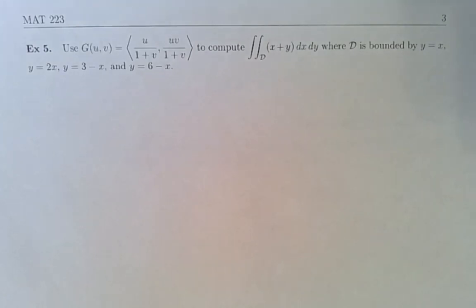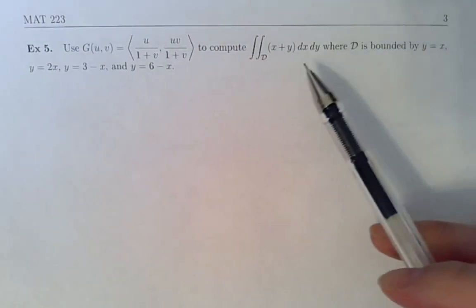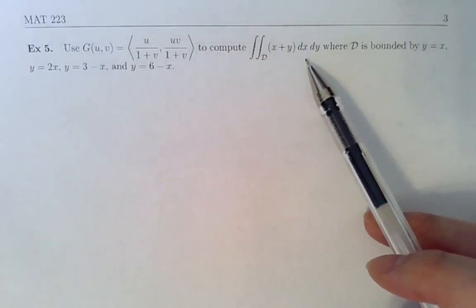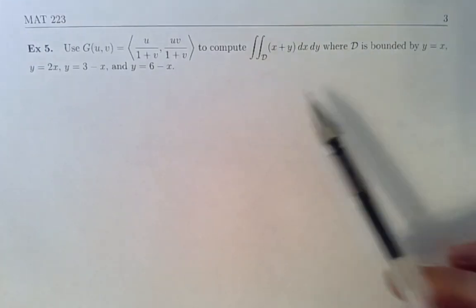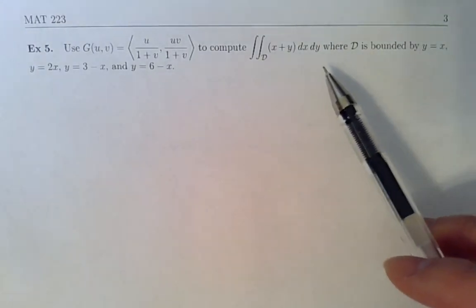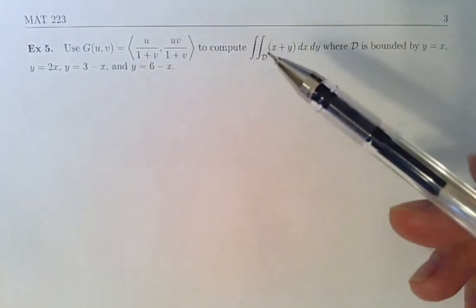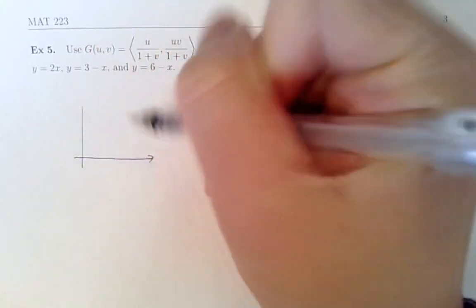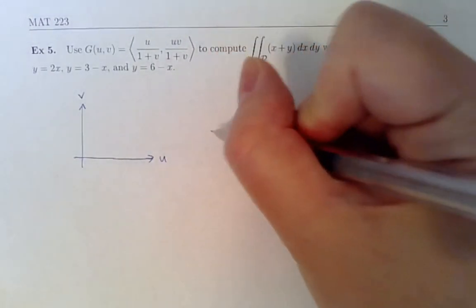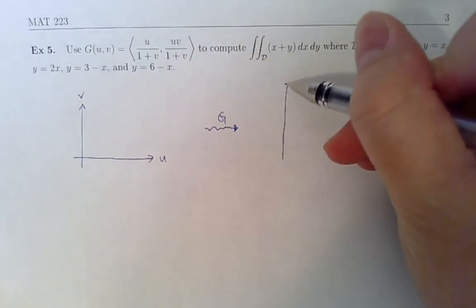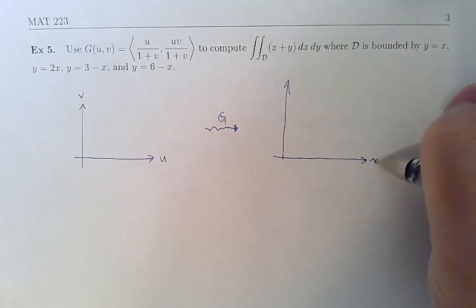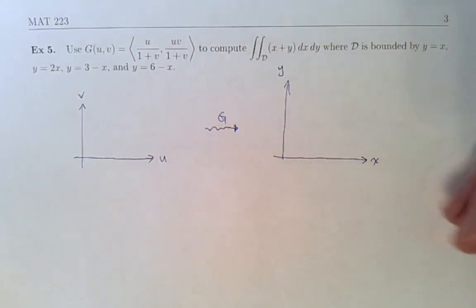So here we are trying to compute this integral. Here I've written dx dy, but usually you would just see dA, and D is bounded by certain things. And the idea is that we're going to use a map. Why? Well, we'll see in a moment. Okay. So here, let me draw out the UV plane. I don't know what that region is yet, but then I know that we're going to map it using G. And now let me first trace out the XY plane and the region in here.